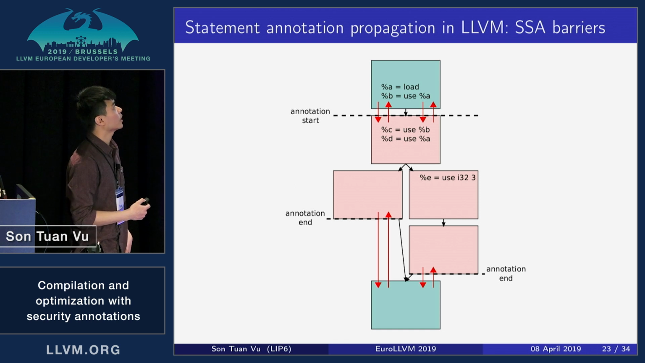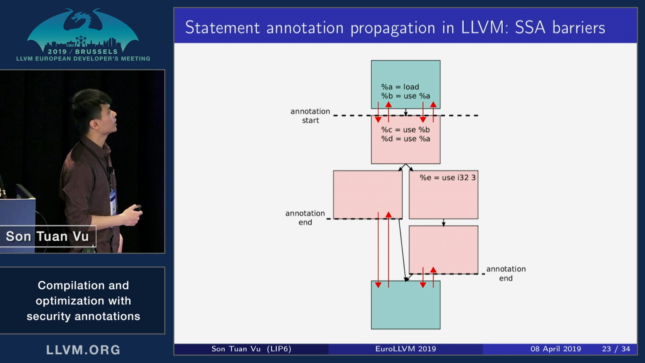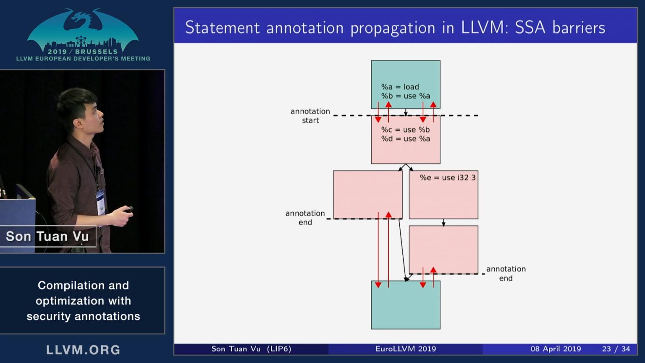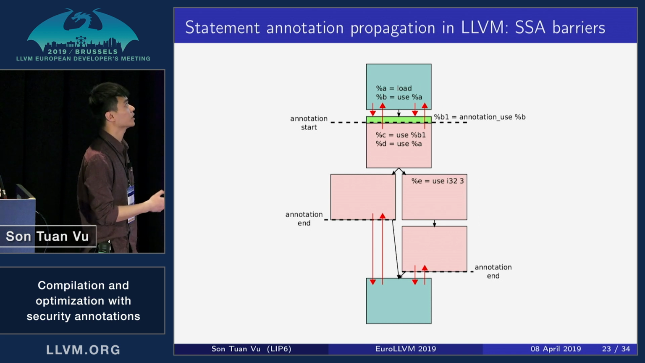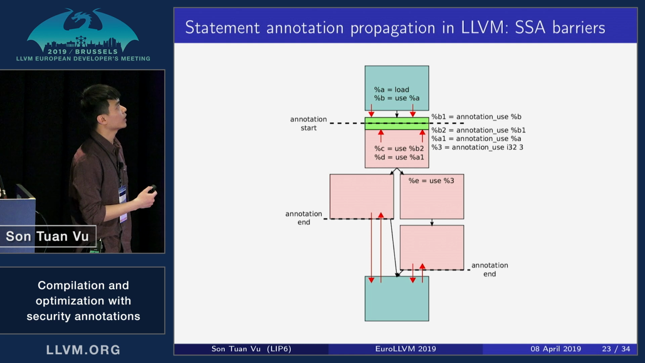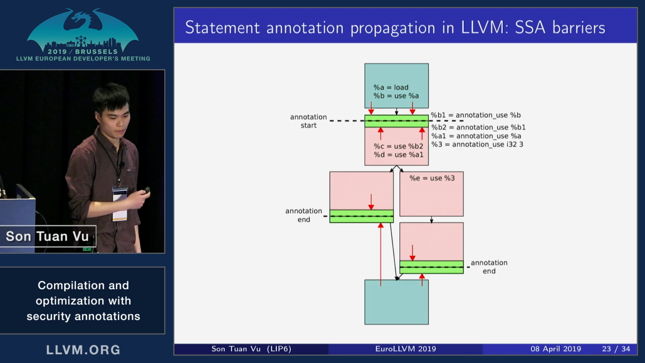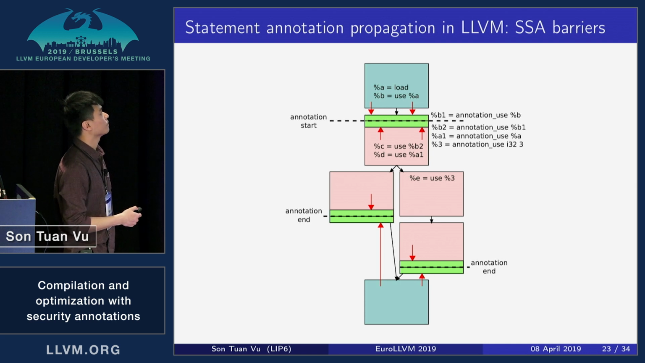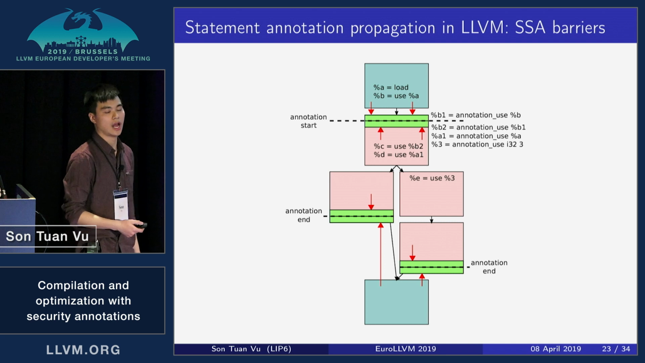Let's consider a top region that defines the SSA variables A and B. We have the annotated region, which is delimited by the markers here, and the annotated region uses A, B, and the constant 3. To prevent B from getting into the annotated region, we insert an annotation use of B right before the annotation marker. And to prevent C, D, and E from moving into the top region, we insert a definition of the values used by C, D, and E right after the annotation marker. We do the same thing for the end markers. So now we have a correctly isolated annotated region.